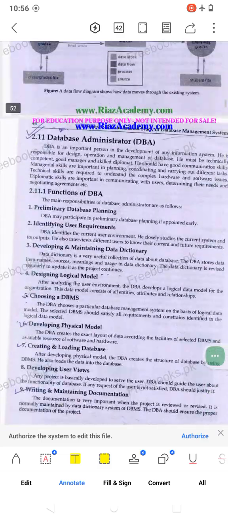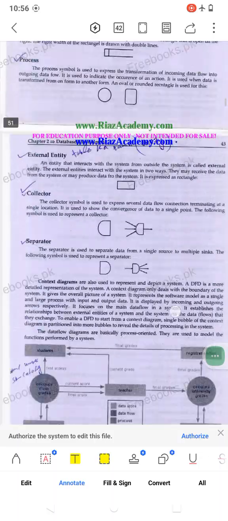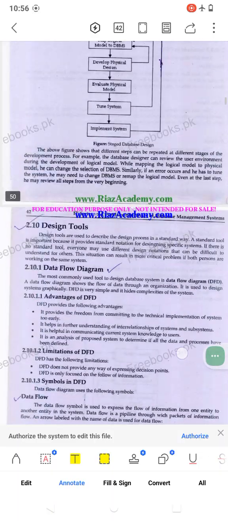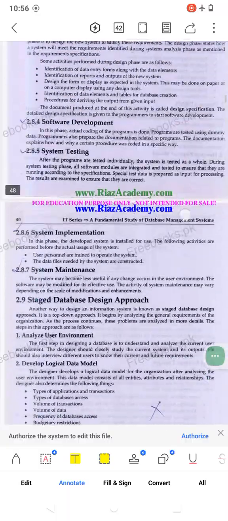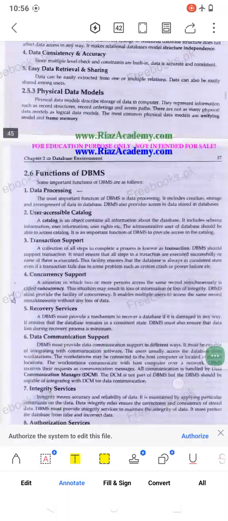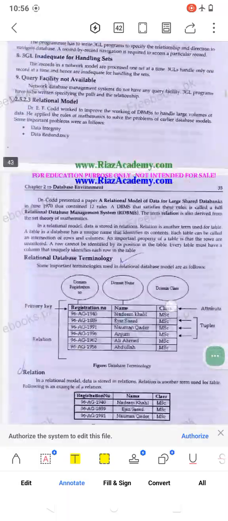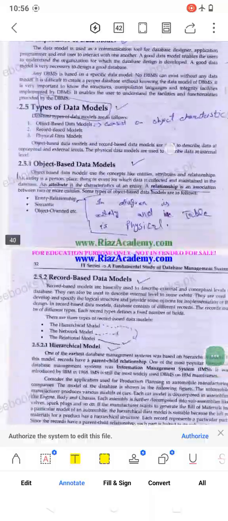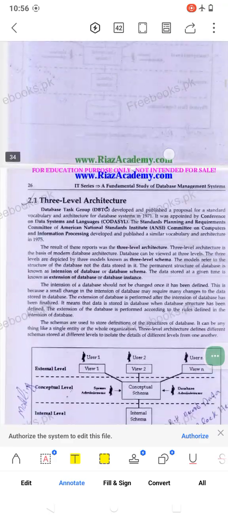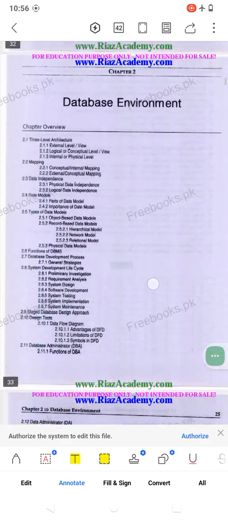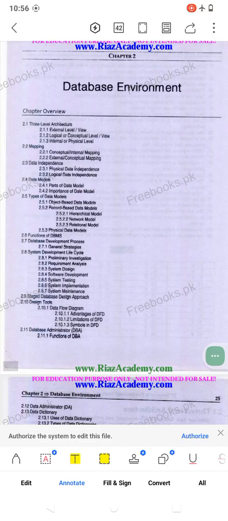In today's lecture, we have to discuss some concepts of chapter 2. In the last lecture, we already discussed what a three-tier architecture is. I will show you the table of contents of chapter 2. Okay, let's start from chapter 2.